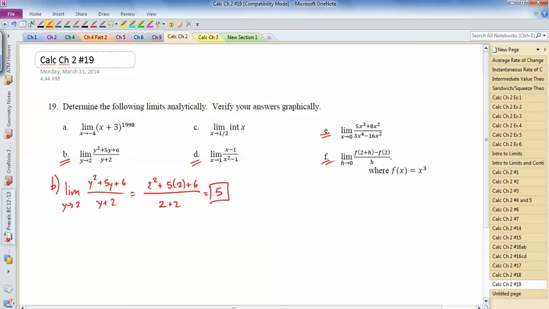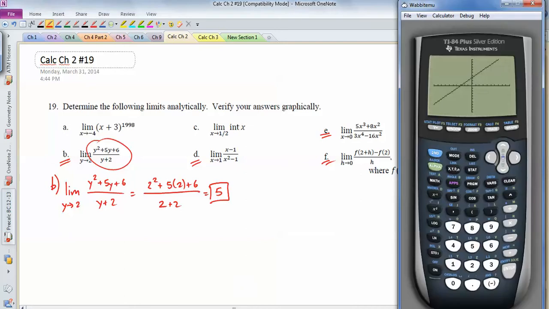Well, verify graphically just means graph this function and show that right around 2, the y value is right around 5. So I've already typed in this function into the calculator. And if you notice right here at 2, you come up, it looks like 5 right there. So that would be good verification graphically.